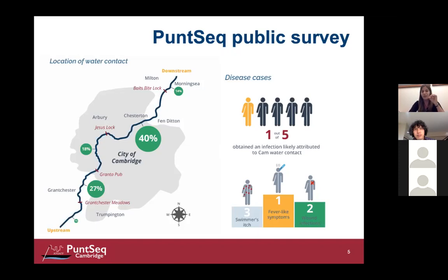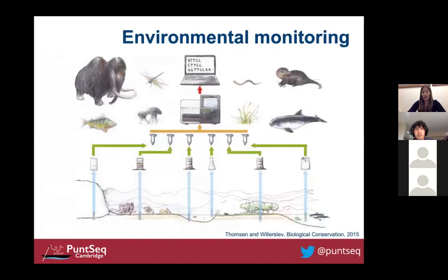So this definitely showed us, okay, even in the UK, there is a need for freshwater monitoring. And they said, no one, not the environmental agencies, not the local hospital, no one could tell us which pathogens cause these sorts of infections. So that's why we said we are going to take an environmental metagenomics monitoring approach.